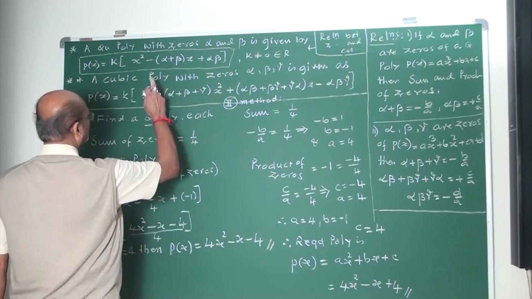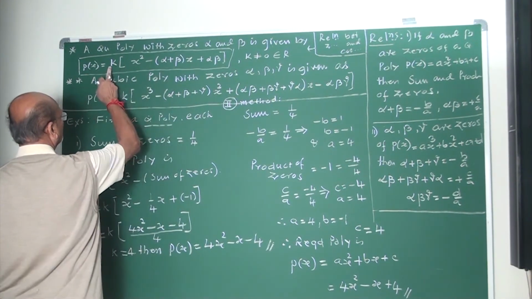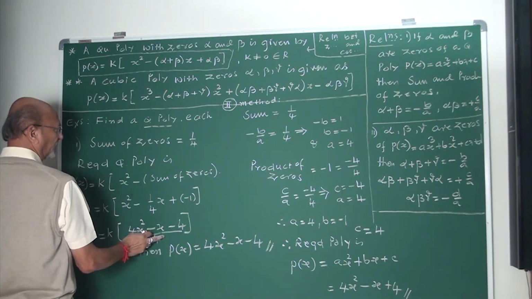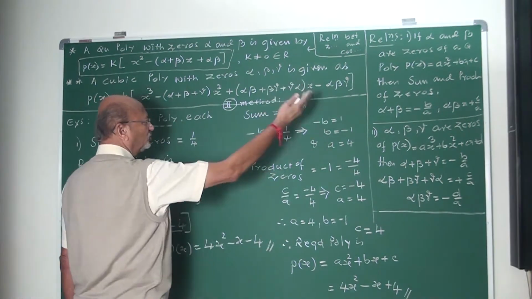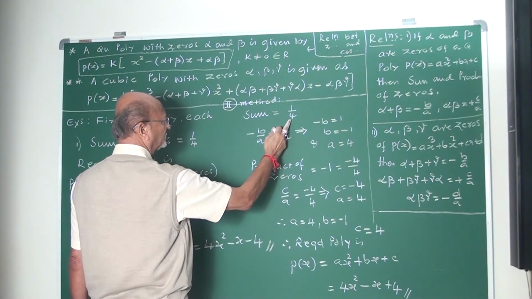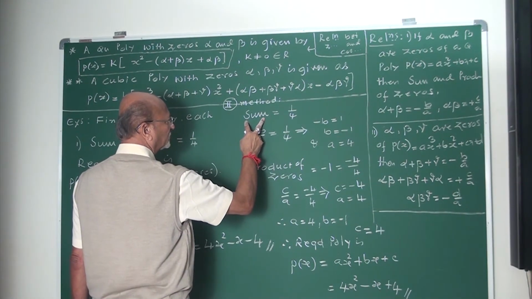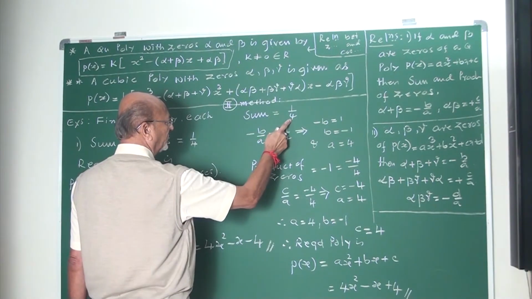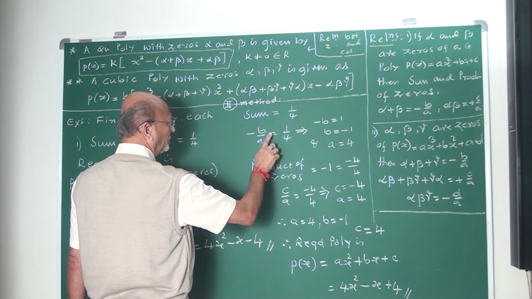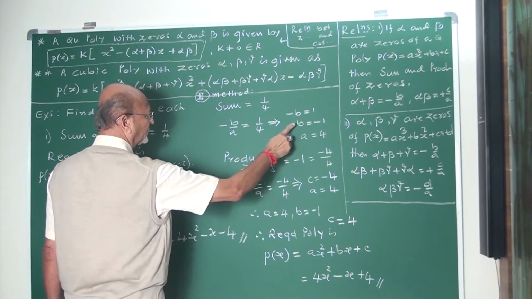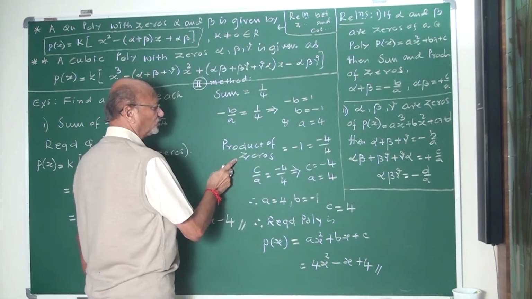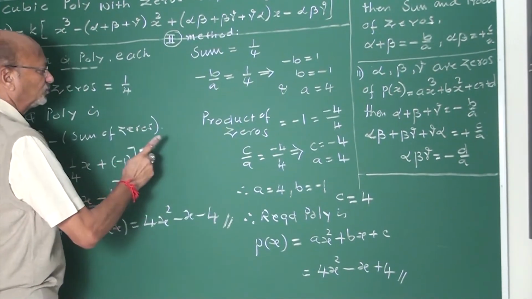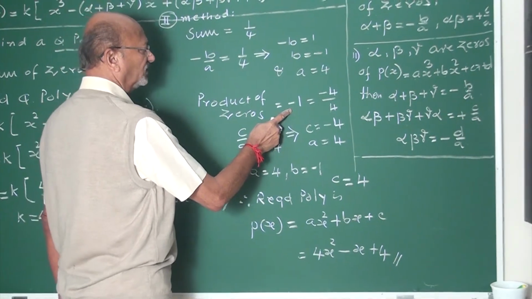What is the first method? Direct formula: k into this. Yes, my friend, you can get P(x) in a step. What is this? By making use of these relations, sum is alpha plus beta, which is minus b by a. Sum is given as 1 by 4, comparing numerator and denominator. Product of zeros is given as minus 1.